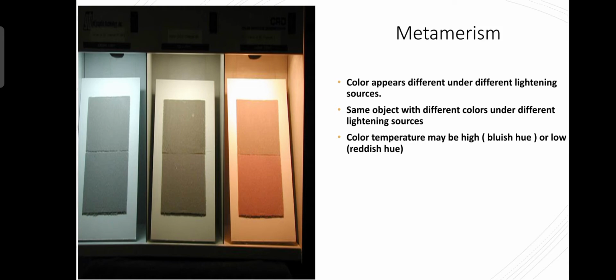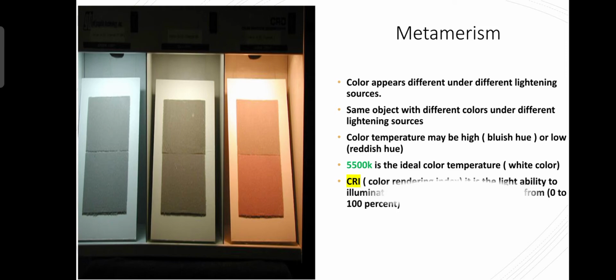If the light temperature was high, the object gives a more bluish color, like the left object. And if it was low temperature, the object will appear more reddish, like the right object. 5500 K is the ideal color temperature, or the ideal light temperature, white light.